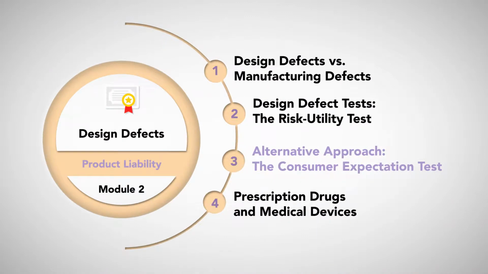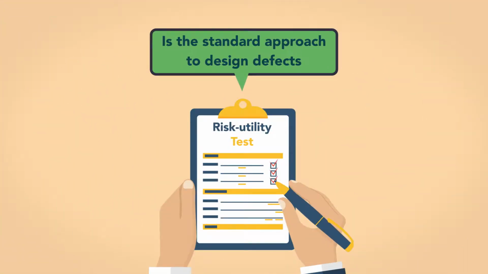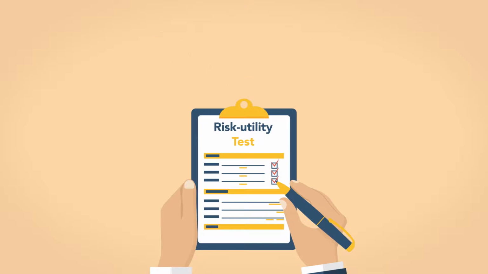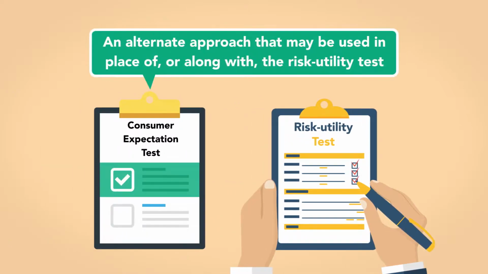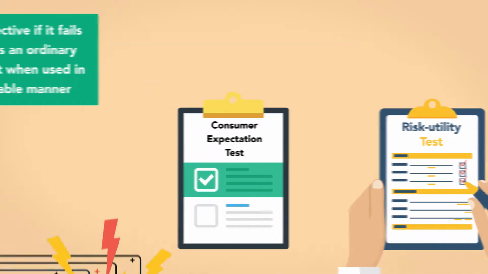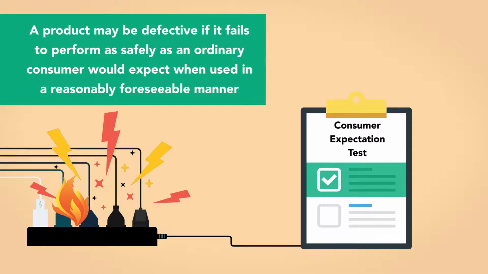Alternative approach: the consumer expectation test. While the risk-utility balancing test is the standard approach to design defects, it is important to note the consumer expectation test, which is an alternative approach that may be used in place of or along with the risk-utility test. Under this test, a product may be defective if it fails to perform as safely as an ordinary consumer would expect when used in a reasonably foreseeable manner.